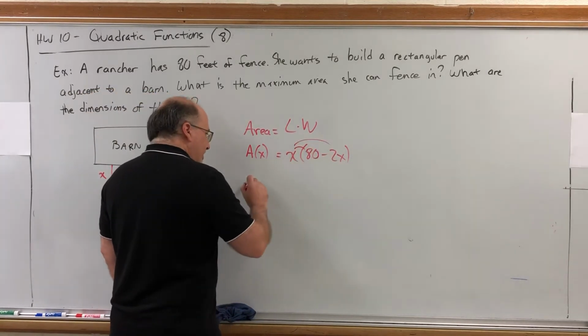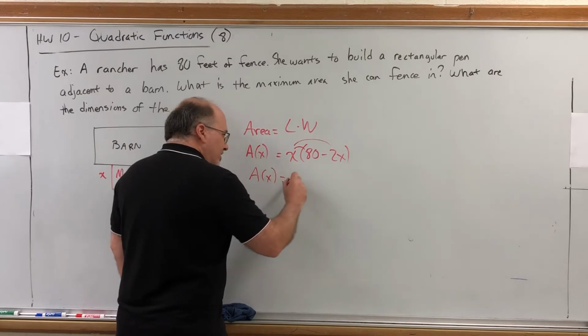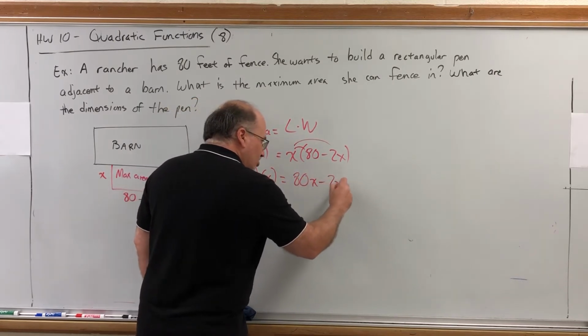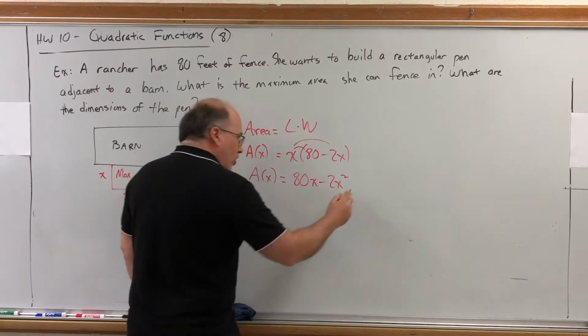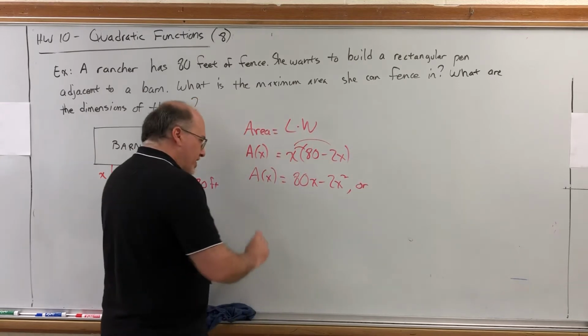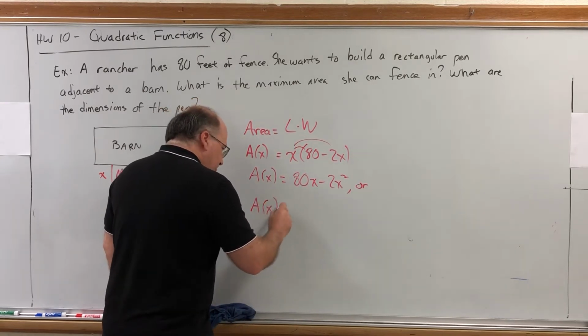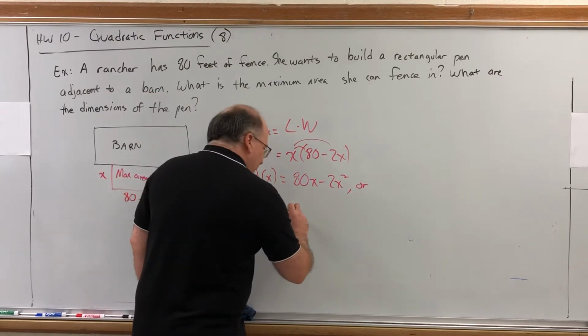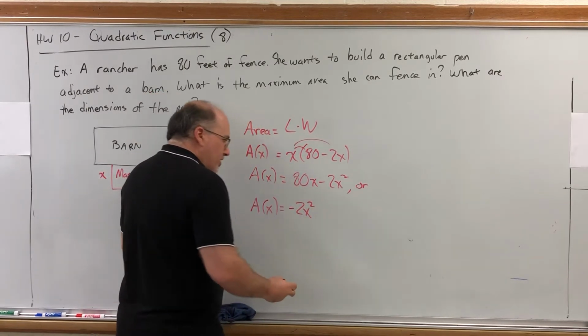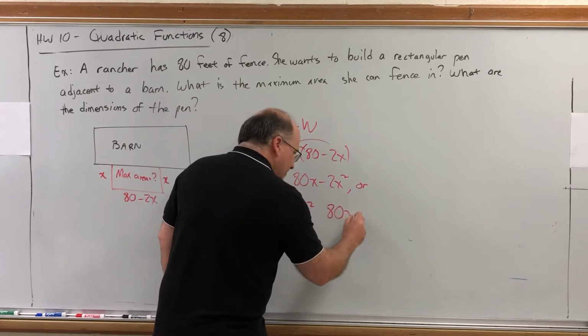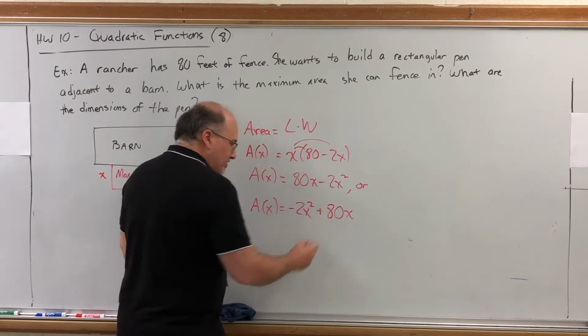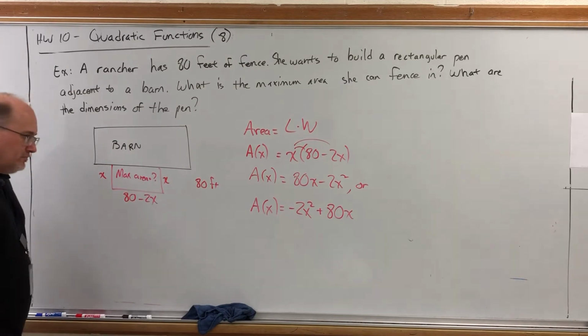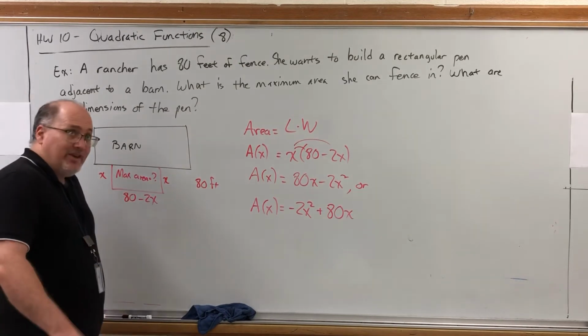If I distribute the x, I'll get 80x minus 2x squared. When you're dealing with a quadratic function, it's almost always a good idea to put it from highest power to lowest power. So if I write the negative 2x squared and write the 80x second, the 80 is positive, so I need a plus in front of it. Now I've got something I think I can take advantage of.